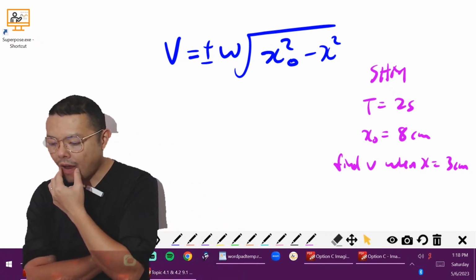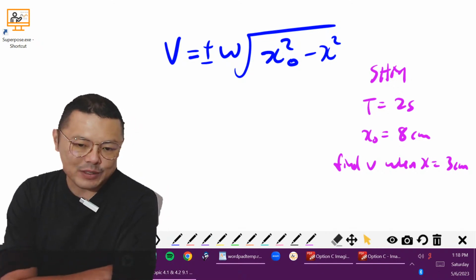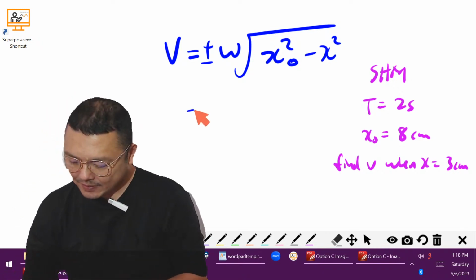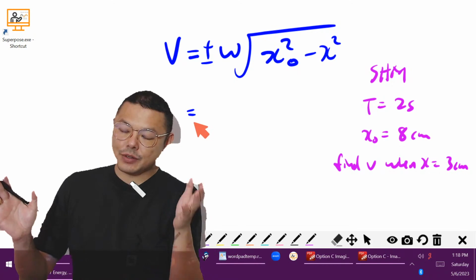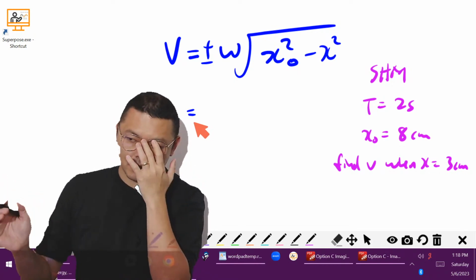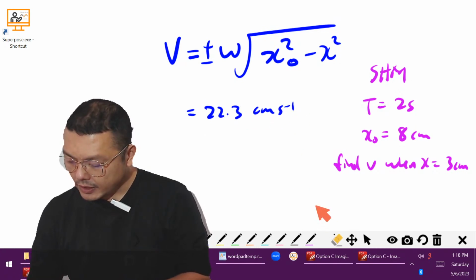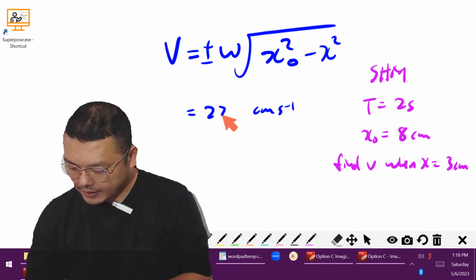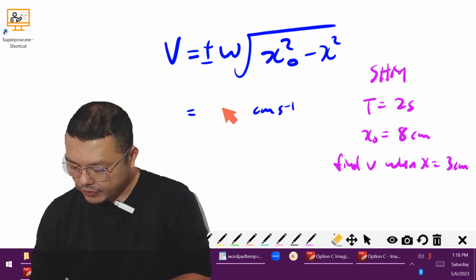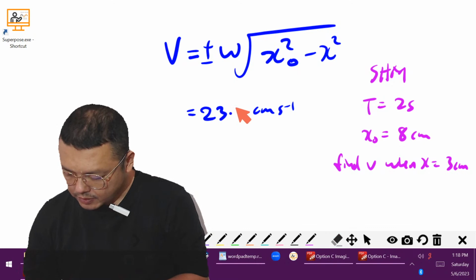Square root 55. Give me values, don't tell me this kind of thing. You're using cm, so your final answer is in cm per second. So 22.3 cm per second. Sorry, 23.3 cm per second. 23.3, okay. 23.3.